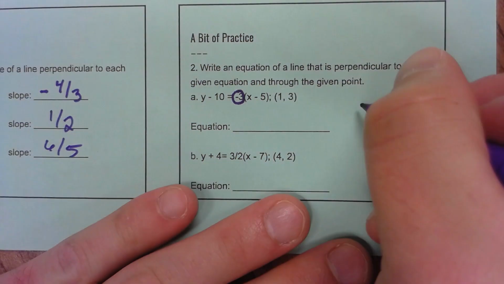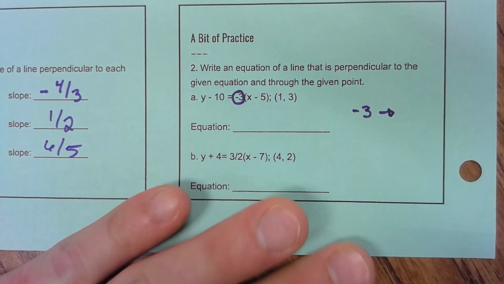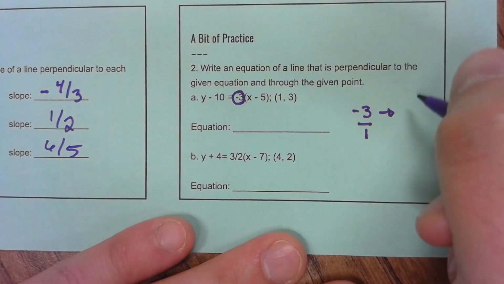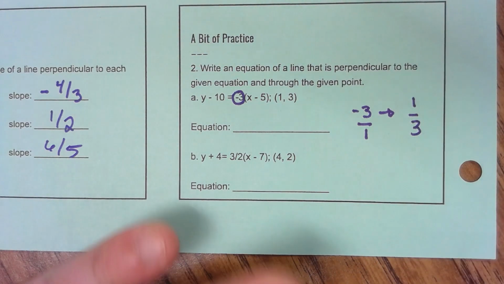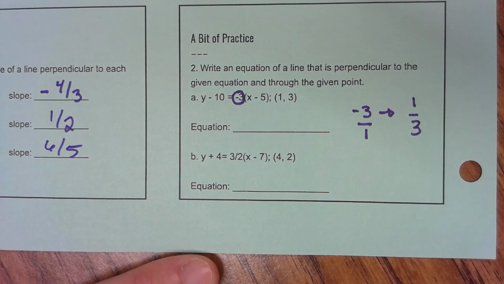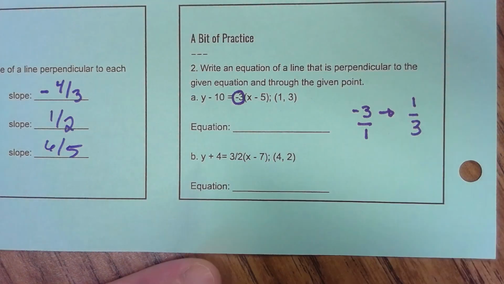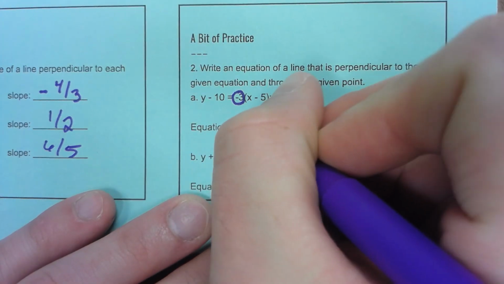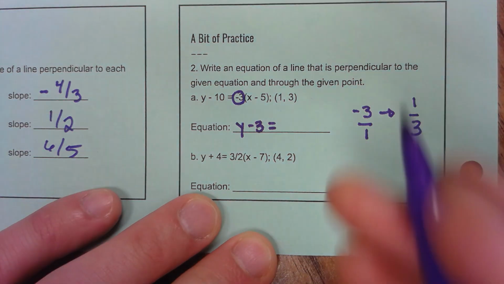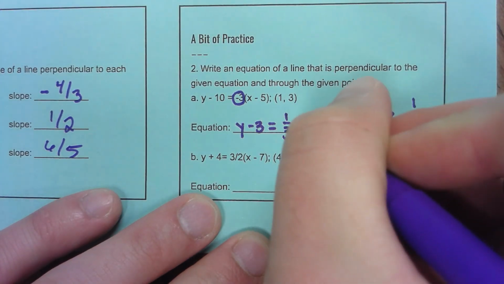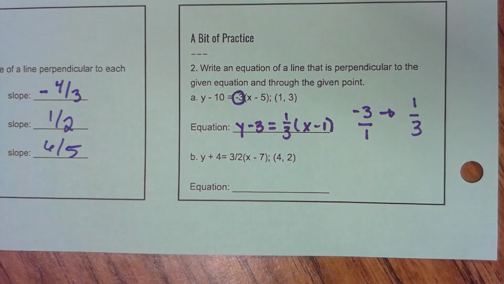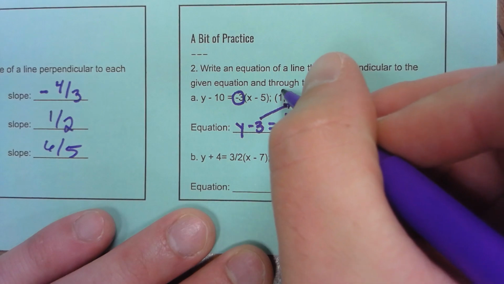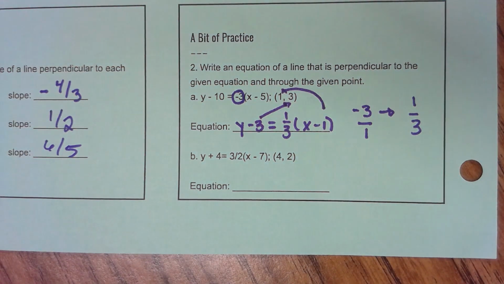And what I'm going to do is take that slope and figure out its opposite reciprocal. I'm going to make it a fraction by putting it over 1. So when I take the opposite, it becomes positive. And then flipping 3 over 1 makes it 1/3. So my new slope is 1/3. And it needs to pass through this point. So it's going to be y minus 3 equals 1/3 times x minus 1, the 3 coming from the y coordinate, the 1 coming from the x coordinate.